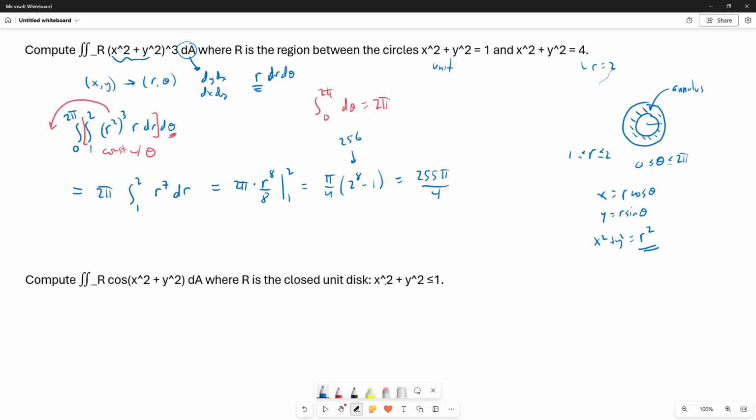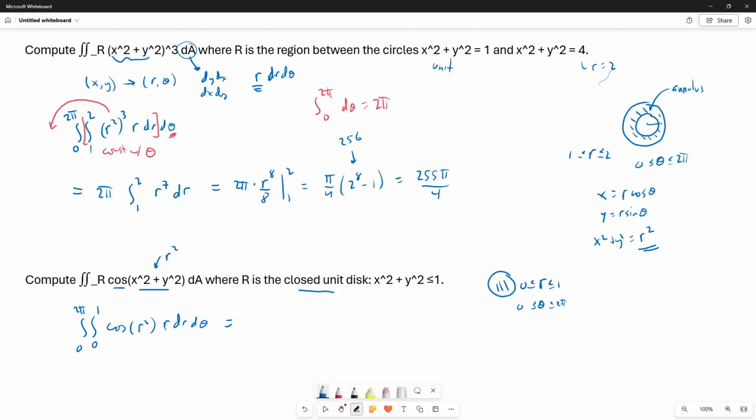Okay, let's try this again. In this problem, we're trying to integrate cos(x² + y²). So there's our x² + y² again, which we see is r². And x² + y² is less than or equal to 1. This is the closed unit disk. So we have the unit circle, and we're integrating over the interior. So r is going to go from 0 to 1, and theta is going to go from 0 to 2π again. So this integral will be the double integral of cos(r²) times r dr dθ, r from 0 to 1, theta from 0 to 2π.